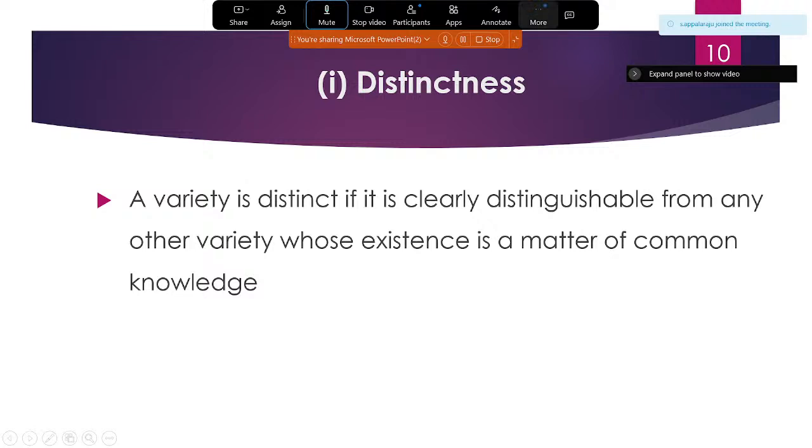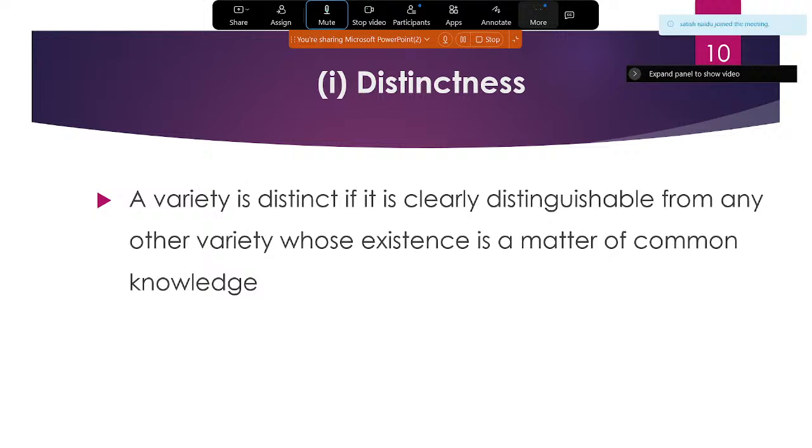Distinctness first. The variety is distinct if it is clearly distinguishable from any other variety whose existence is a matter of common knowledge. Don't be worried about these terminologies in law. In law, we love to complicate matters. I don't know why, but we talk like this. Actually, we make things clear so that if there is an opposition, if there is a lawsuit in any court, they will analyze this definition only, and based on this definition only, it will be decided whether the person has infringed this act or not.